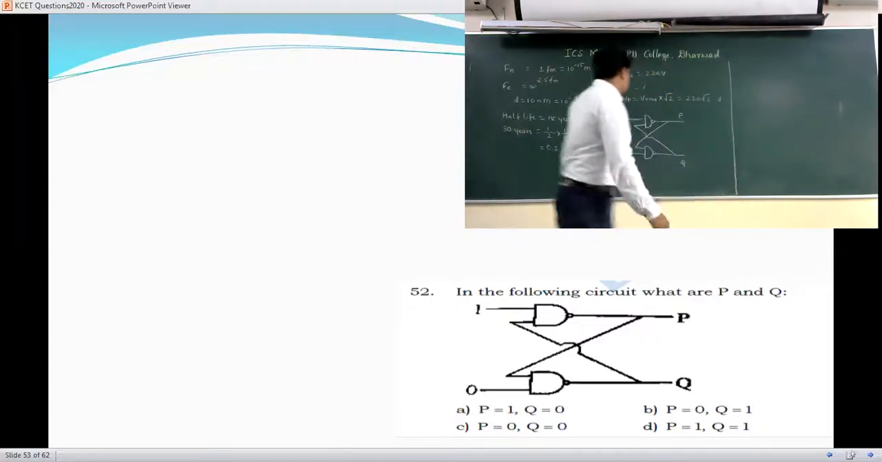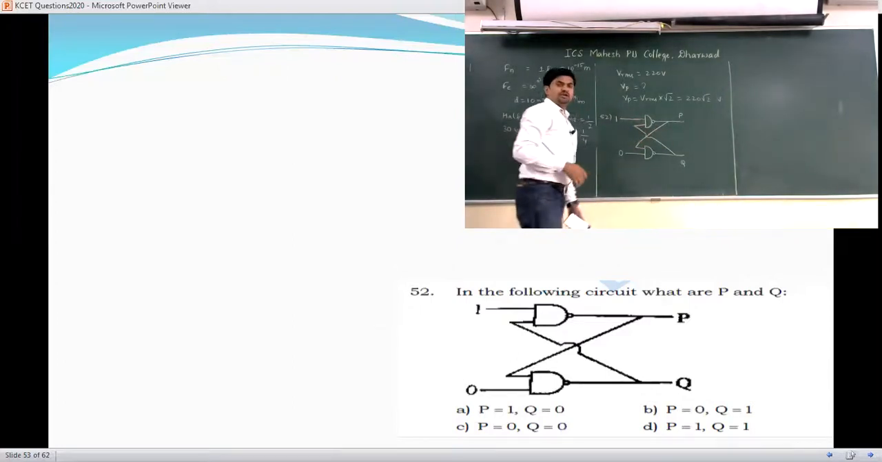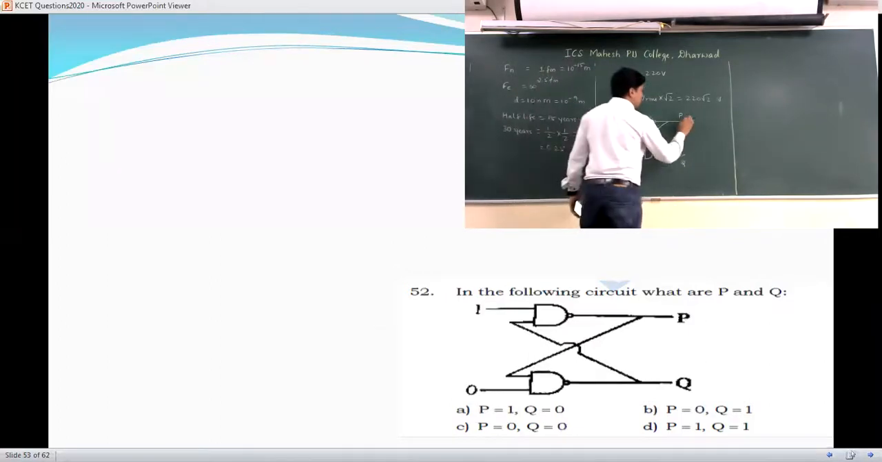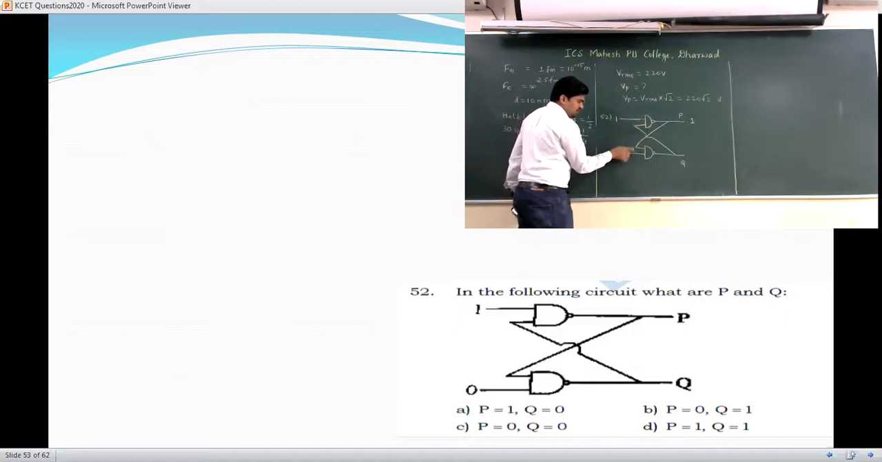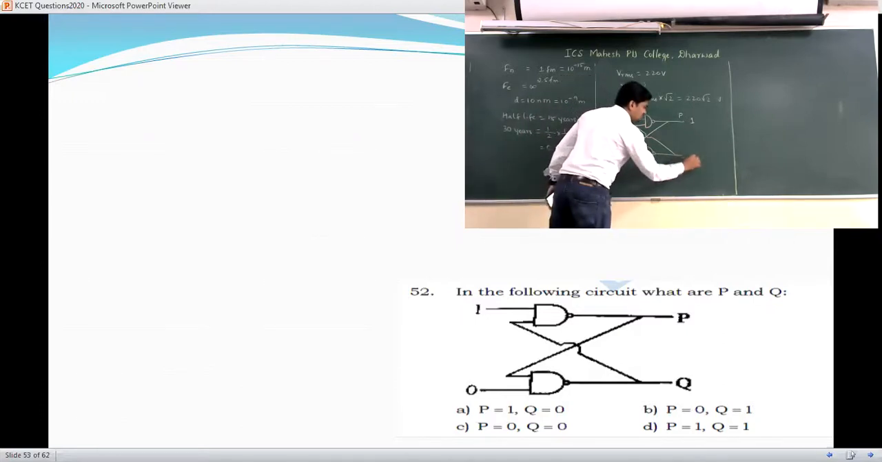So without taking the output condition, you can't calculate the values of P and Q. That's why I consider that the value of P is 1. If P is 1, then the same P is coming here, so the inputs are 1 0. If the inputs are 1 0, the output of the NAND gate will be 1.